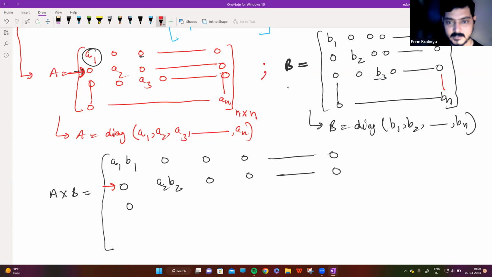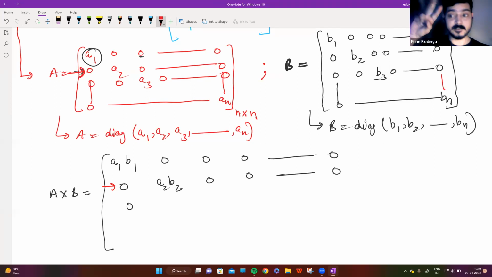Then you multiply second row with second column to get the second element. Then second row with third column to get the third element. Second row with fourth column to get the fourth element, subsequently like that. Now if I multiply second row with second column, this is 0 into 0, which is 0, plus A2 into B2, which is A2B2, plus all the other elements are 0. So this is just A2B2.